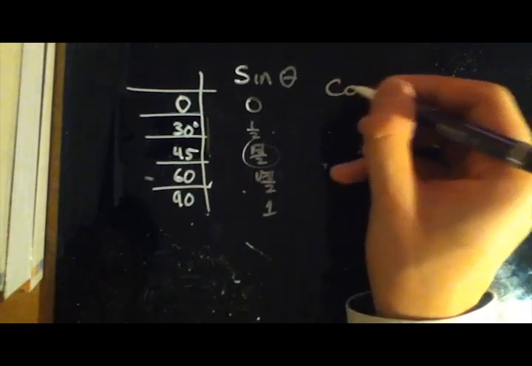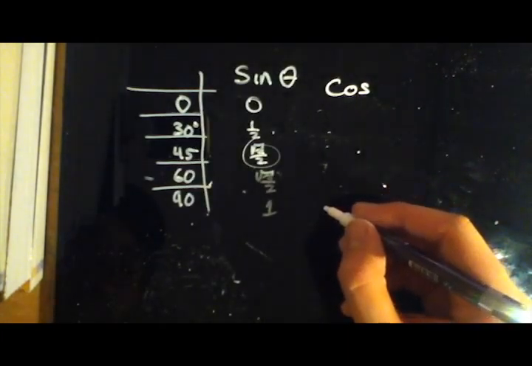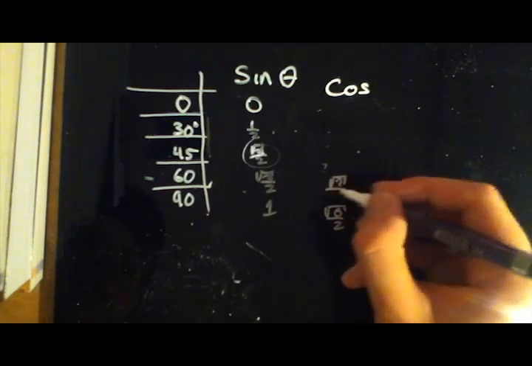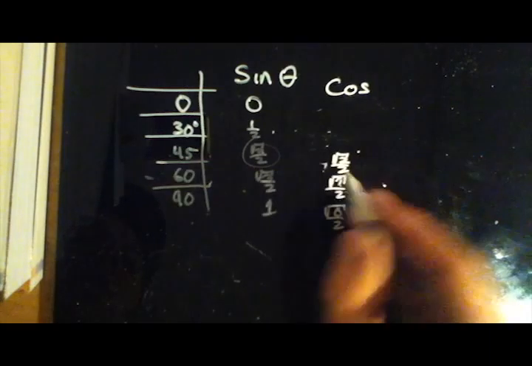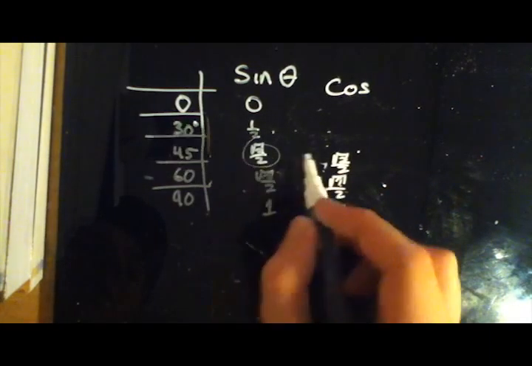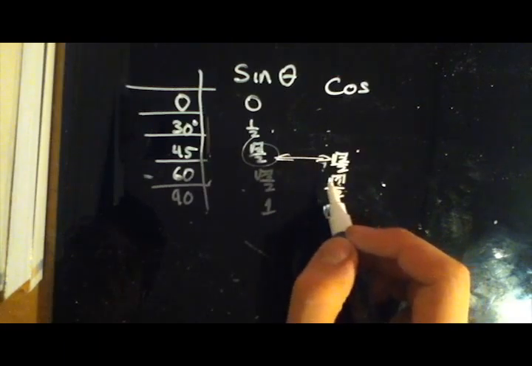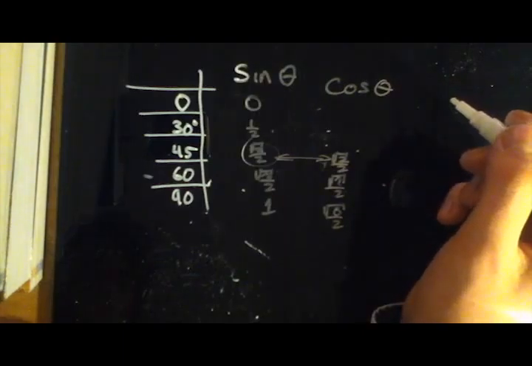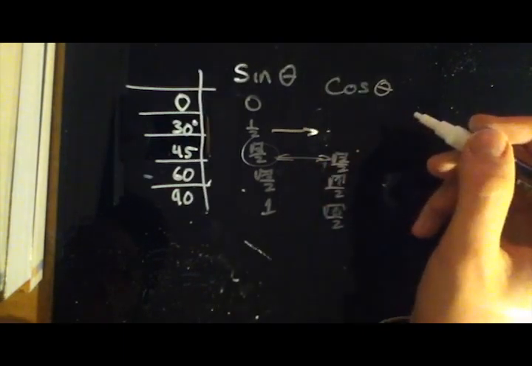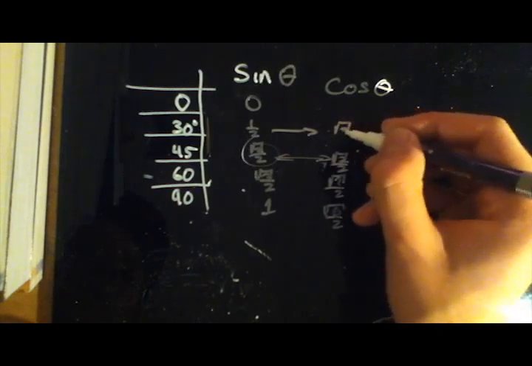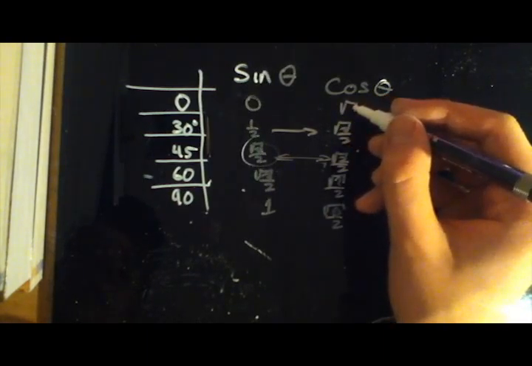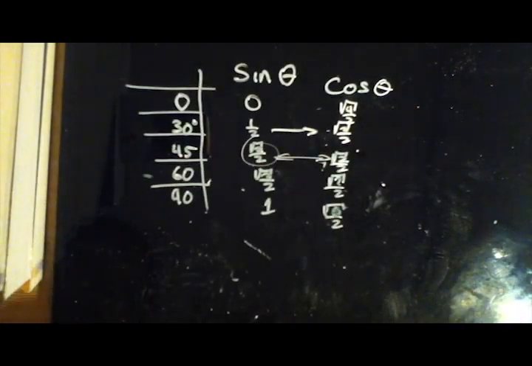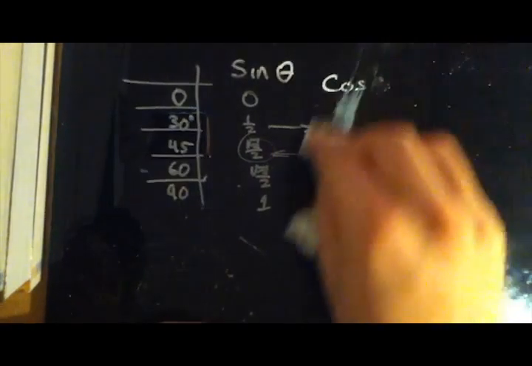And what is that for cosine? For cosine, it's flipped. So we start with square root of 0 over 2, square root of 1 over 2, the square root of 2 over 2. Notice that the square root of 2 over 2 for 45 degrees is exactly the same for sine and cosine. So sine of 45 and cosine of 45 are exactly the same. And here we're going to get square root of 3 over 2 and square root of 4 over 2. So basically it's the same thing here. If you memorize these, you've actually come a very long way.